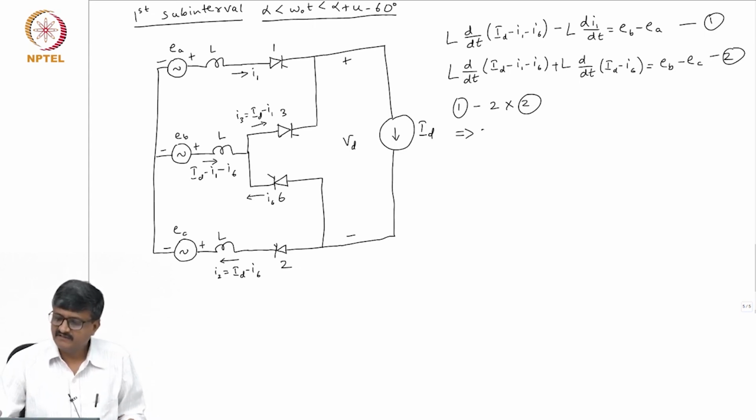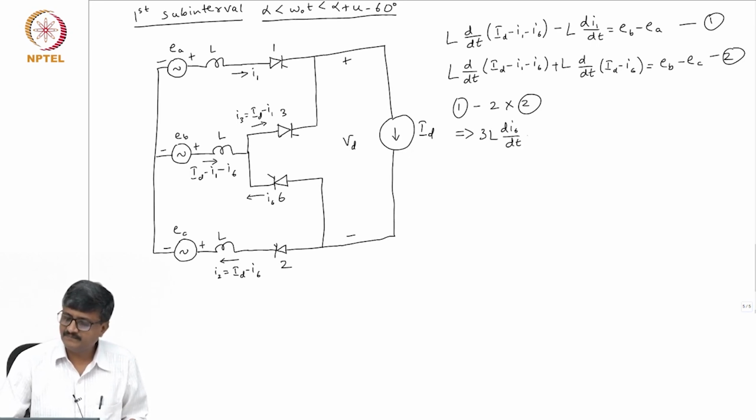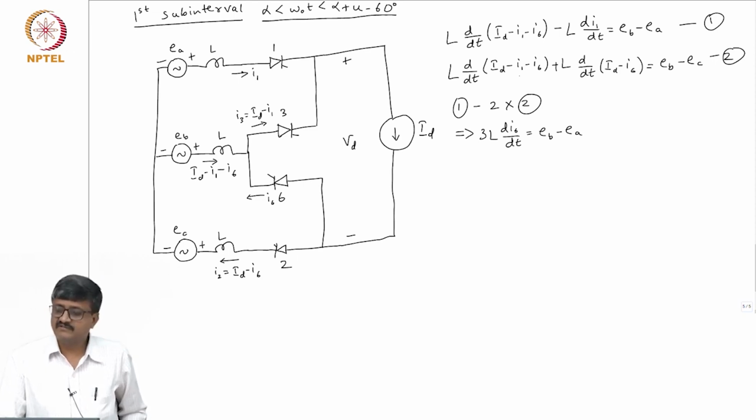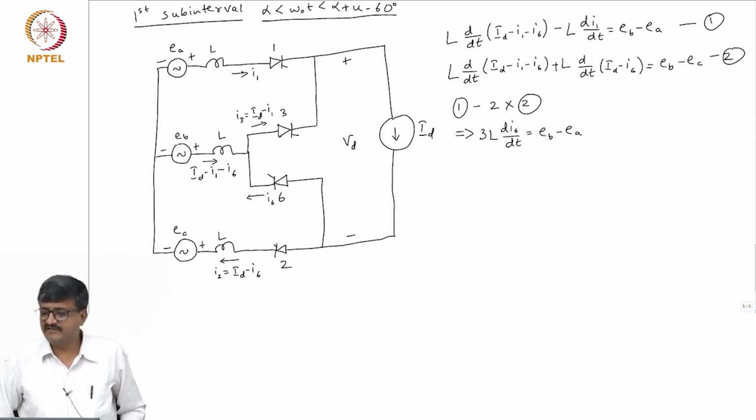So, I get 3L di6 by dt equal to EB minus EA. You see that, I mean, see derivative of ID with respect to time is 0, ID is a constant. So, the purpose of this manipulation is to get rid of I1, one of the quantities. So, I get the equation in terms of I6.